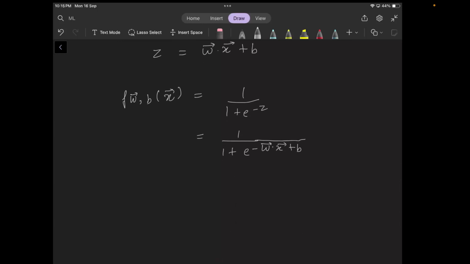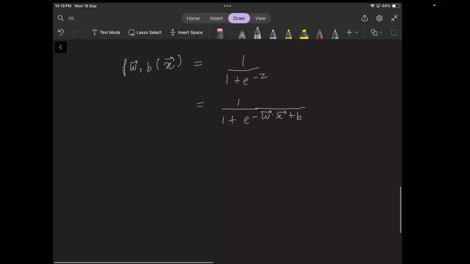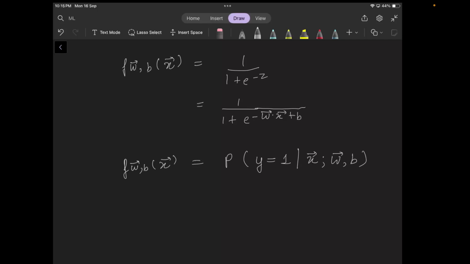Now what would be the range of the output for this function? 0 to 1. So this would essentially give me the probability that my input is of a particular class, let's say 1. So in this case, f of w comma b of x is the probability that y is equal to 1 given the x vector and the weight w and the bias b. So I hope you remember that this is conditional probability.